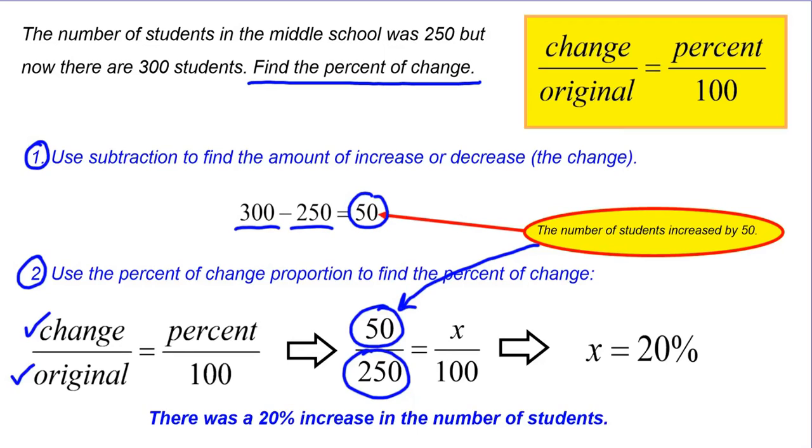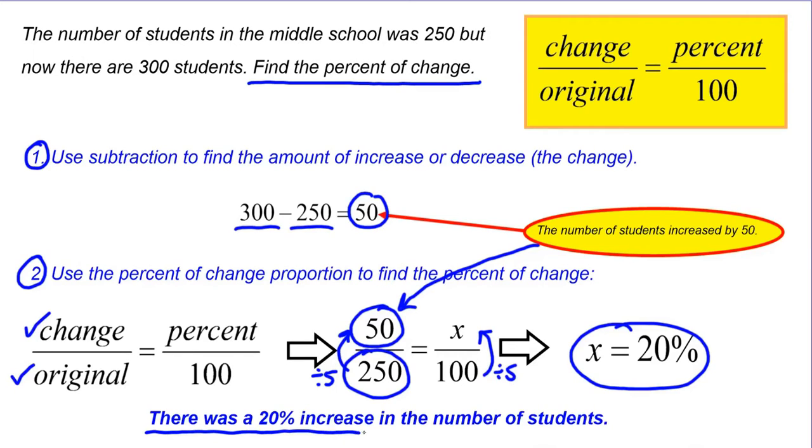And when I solve this, 250 divided by 5 is 50. There's a nice vertical relationship there. So if you take 100 divided by 5, you'll find the percent, which is 20%. Then we conclude right here, there was a 20% increase in the number of students. We need to make sure when we describe a percent of change that we're using the word increase or decrease. There was a 20% increase in the number of students because it increased from 250 to 300 students. That's another way to describe the change. Rather than saying we just got 50 more students, we increased the population of middle schoolers by 20%.